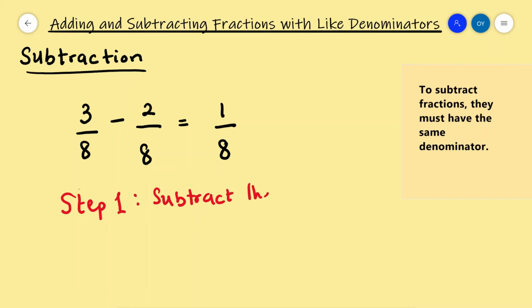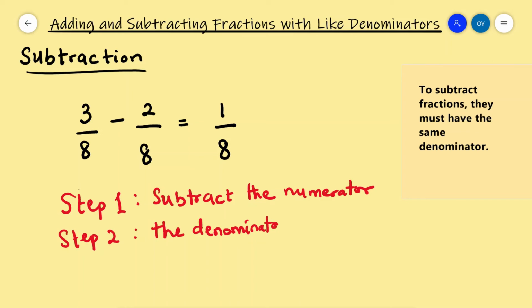The first step is to subtract the numerators. And the second step is to leave the denominator the same. And here, to subtract fractions, they must have the same denominators.